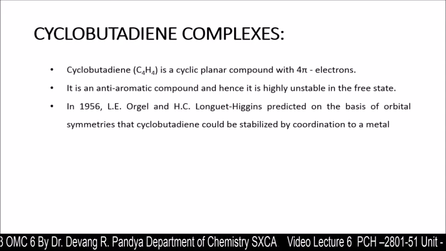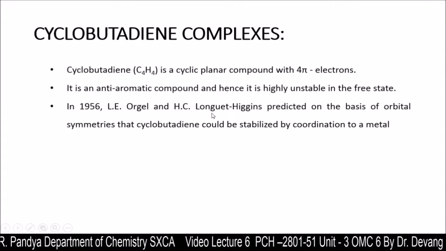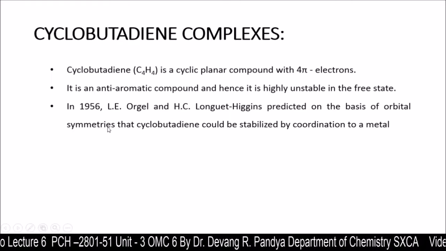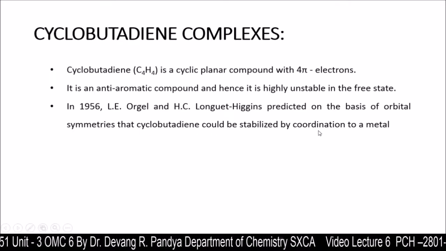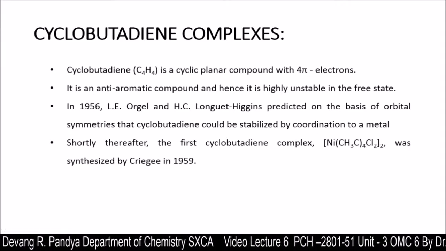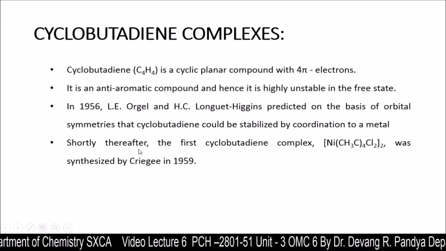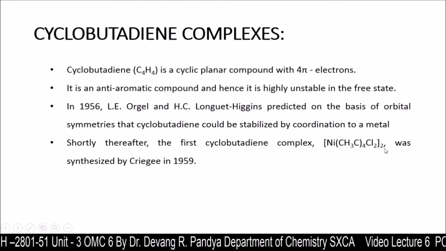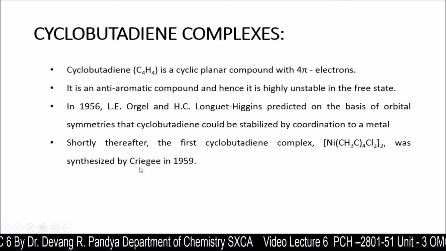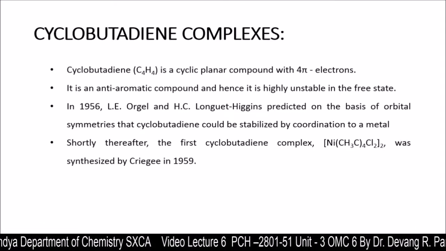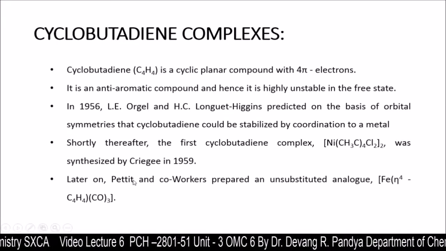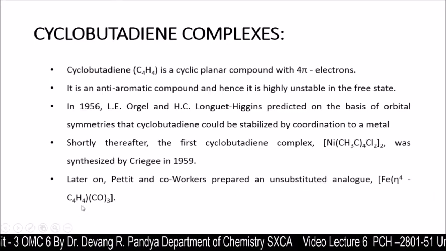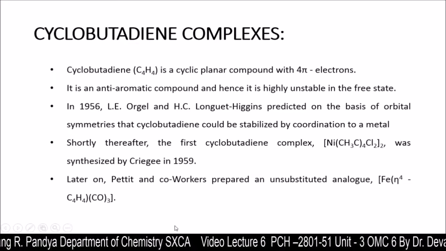In 1956, L. E. Orgel and S. C. Higgins predicted on the basis of orbital symmetry that cyclobutadiene could be stabilized by coordination to a transition metal or any metal element. Shortly thereafter, the first cyclobutadiene complex, [NiCS3C4Cl2] twice, was synthesized by Criegee in 1959. Later on, Petit and co-workers prepared an unsubstituted analogous transition metal complex.